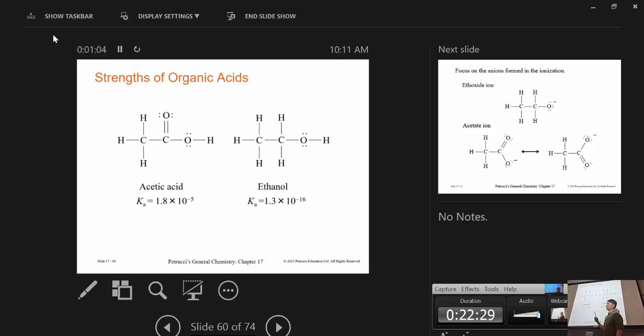Carbon's electronegativity is 2.4, 2.5. But then we have to look at what the carbon is bonded to. When I look at this carbon and that carbon, I go, that carbon's electron poor. This carbon's a lot more electron rich. Can you see that right off?